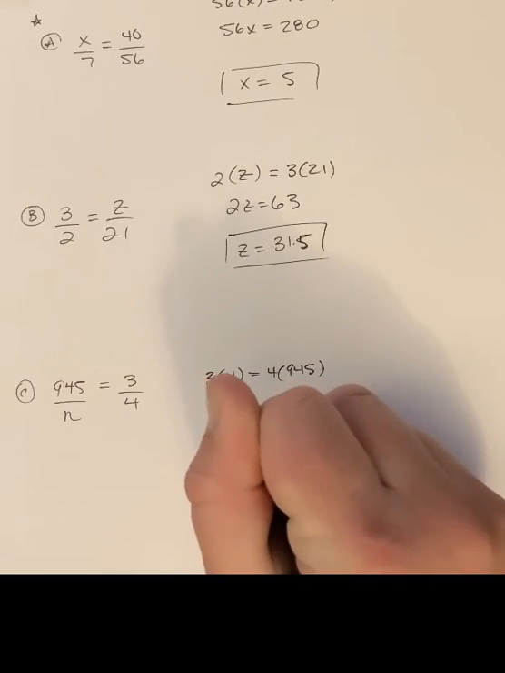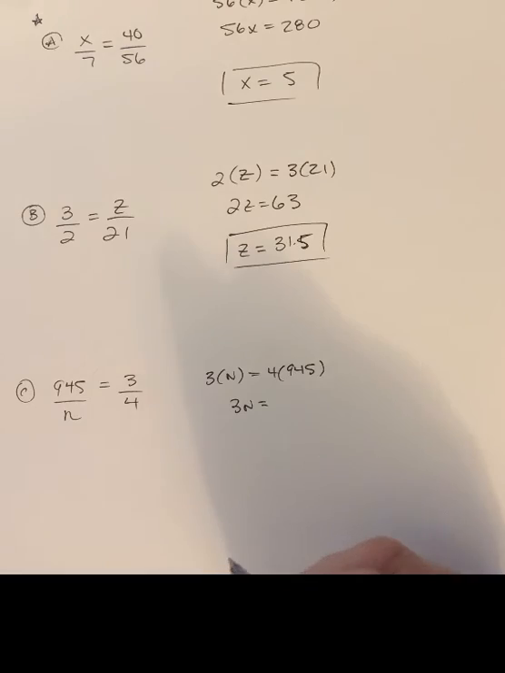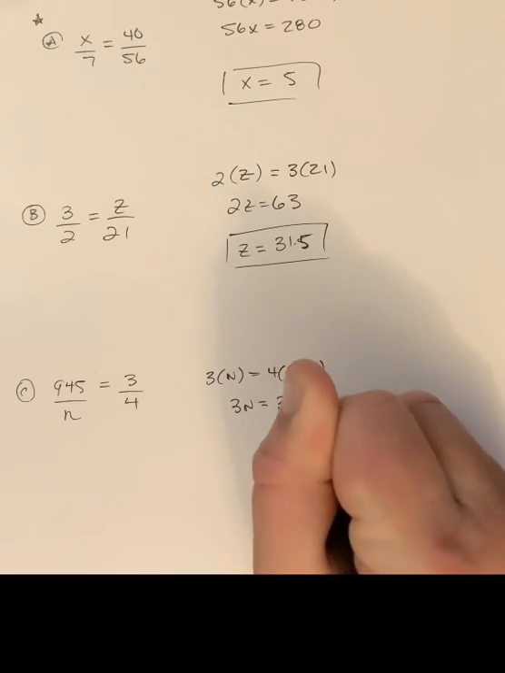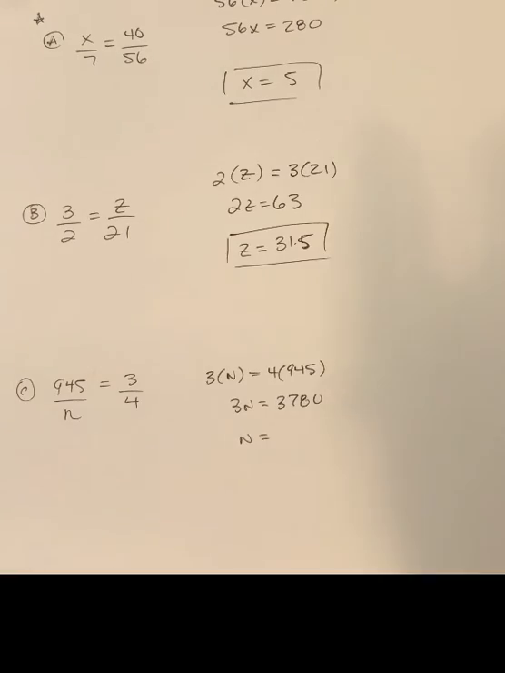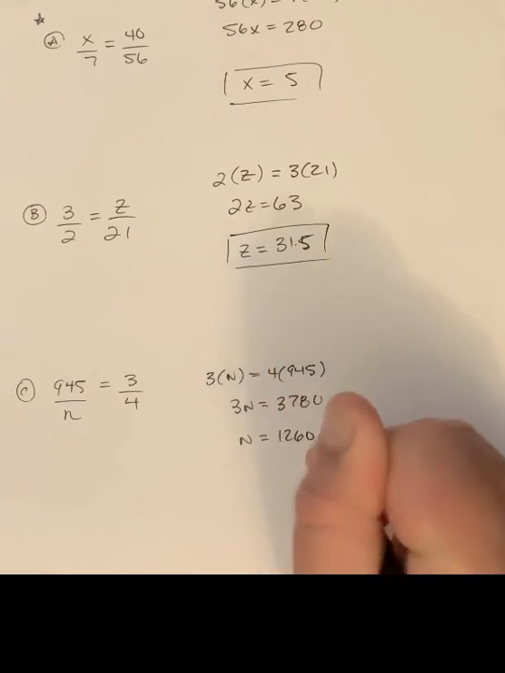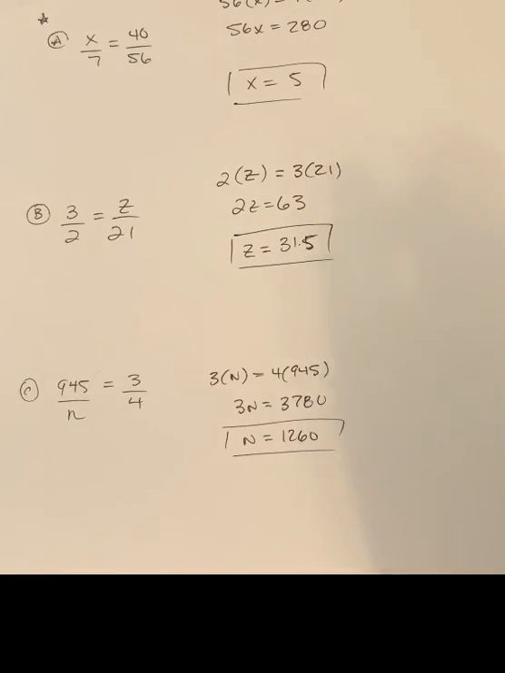So 3n ended up being the same as 3780. And then we divide by 3, we end up getting 1260 for a result. So there you go. Doing a proportion, no big deal. Cross multiply and divide. And even when you get a linear equation, which is what we're going to be talking about real soon here, it's not too much different. All right, so there you go, proportions.